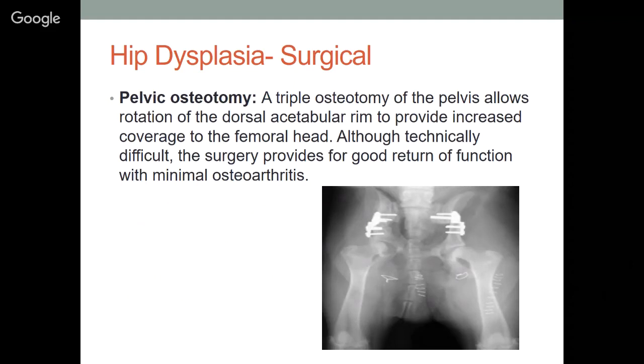It's called a pelvic osteotomy. It's a triple osteotomy. We make 3 holes in the pelvis. And what it does is it changes the construction of the pelvis to allow the rotation of that dorsal acetabular rim so it provides increased coverage over the femoral head. It's technically difficult, so we only have this done by a specialist. But it does provide for a good return of function with minimal osteoarthritis. Again, it does need to be performed in a dog that's about 6 months of age or less.